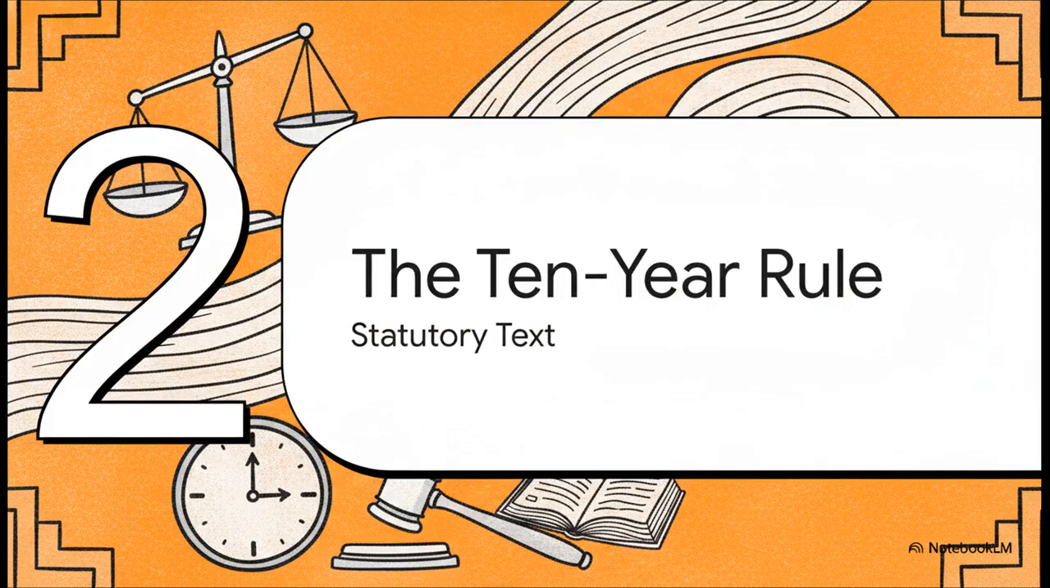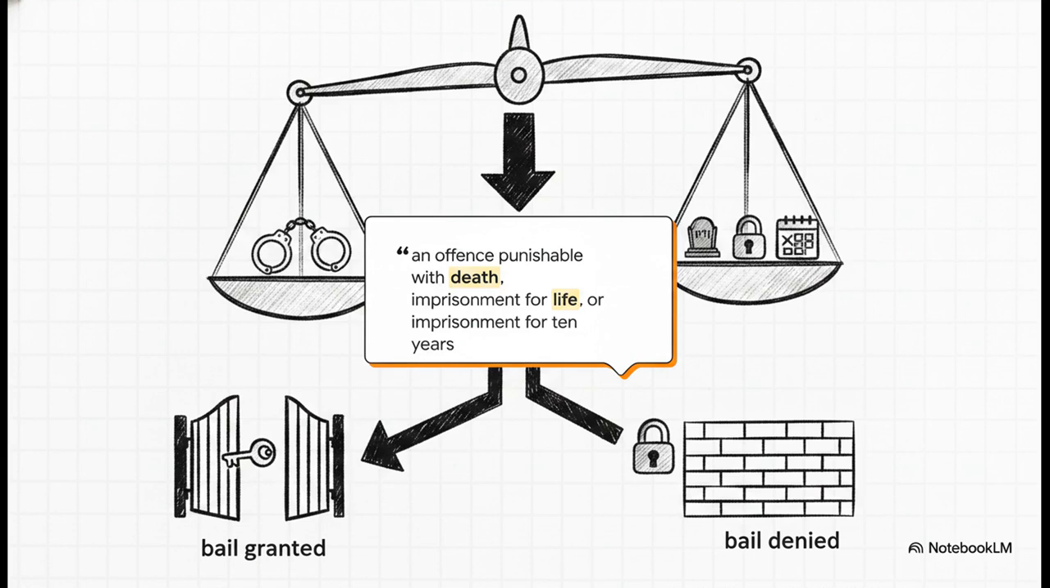Moving on to Section 2, the 10-year rule. So, knowing we've got to persuade the judge in a non-bailable case, you might be wondering just how restricted is their discretion? Well, let's look directly at Section 497, subsection 1. It says a person accused of a non-bailable offense may be released on bail, but he shall not be so released if there appear reasonable grounds for believing that he has been guilty of an offense punishable with death or imprisonment for life or imprisonment for 10 years.